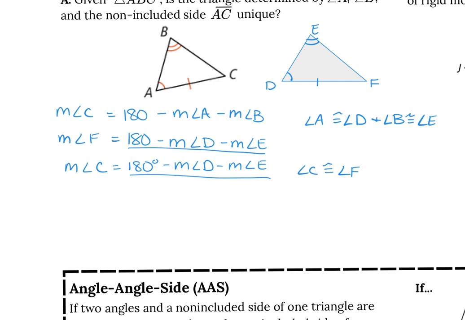I was just able to prove that angle C is congruent to angle F. So now by angle-side-angle, we can prove that our triangles are congruent.